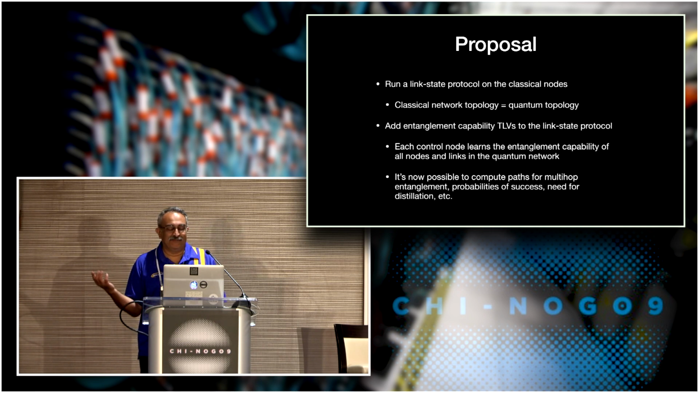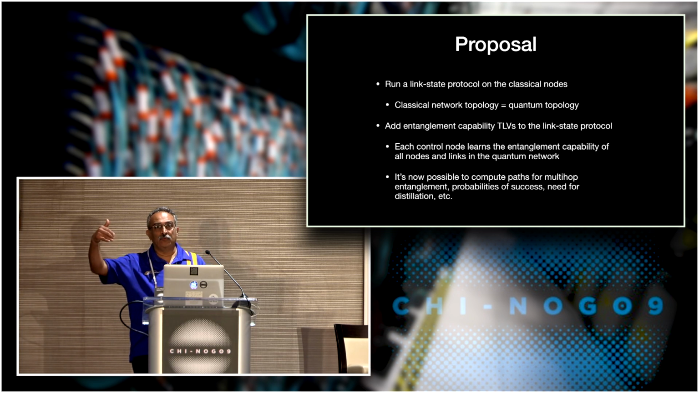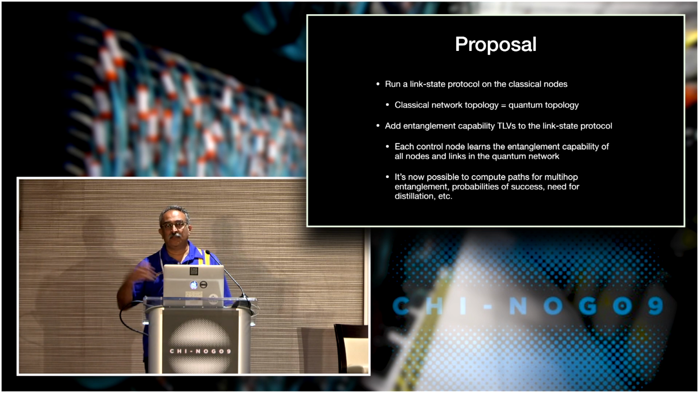So, yeah, that's me, right? You run a link state protocol for this. On the classical nodes, the classical node learns from the quantum node that it's associated with what are the properties of that node as well as of the links. And then you add these entanglement TLVs to the link state protocol, and then you are able to make the computation.